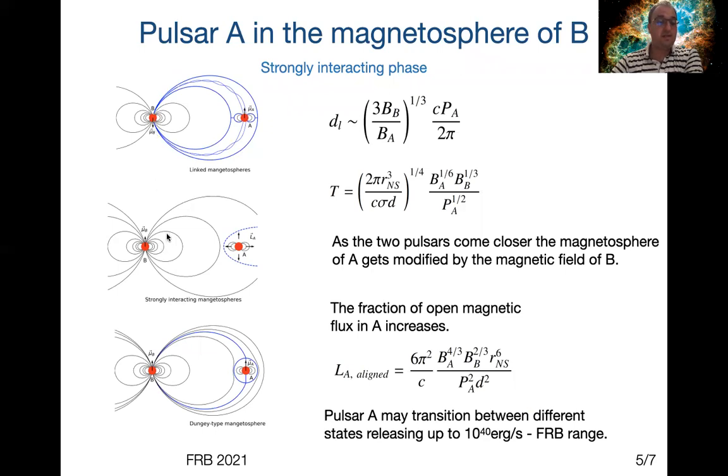We can have cases of wind interaction, where pulsar wind from A interacts with the magnetosphere of pulsar B. And we can also have a Dungey-type magnetosphere, as in this case here. Depending now on the magnetic field orientation, we can have a transition between the linked magnetosphere and a Dungey-type magnetosphere. It's interesting to notice the transition between such states can release energies of up to 10 to the 40 ergs per second, which puts them in the FRB range.